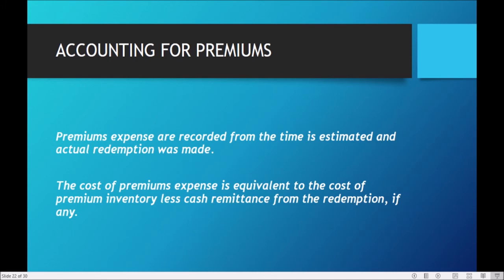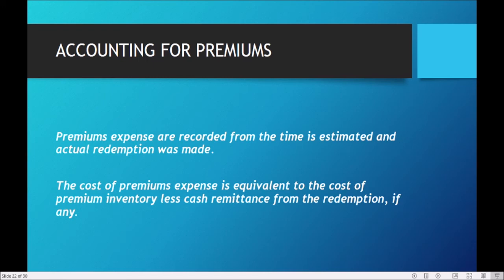Okay. Premium expense are recorded from the time, no? It is from the time it is sold, and it is estimated, from the time it is estimated and actual redemption was made. Ayun, no? To make it clear, premium expense are recorded from the time you estimate it and from the actual redemption was made. Okay? The cost of premium expense is equivalent. Ito importante, ito yung second. The cost of premium expense is equivalent to the cost of premium inventory.